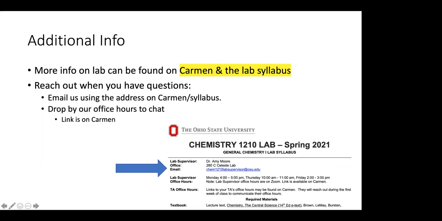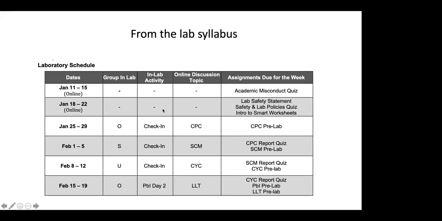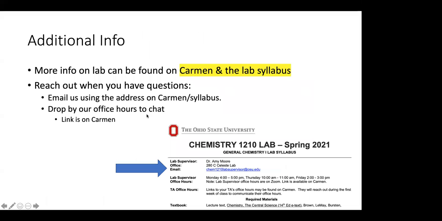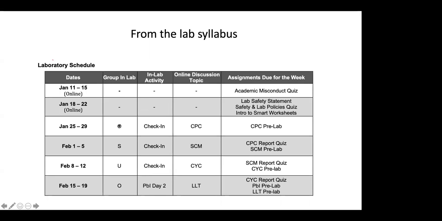Another thing that I found when I looked within the lab syllabus is the breakdown that is given there, where it shows that we're starting out in this first week of January 11th through the 15th. There are no in-person lab activities. If we look within the second week, once again, there are no in-person activities. And then we see this dividing you up into either groups O, S, or U. That's where we'll be rotating through.